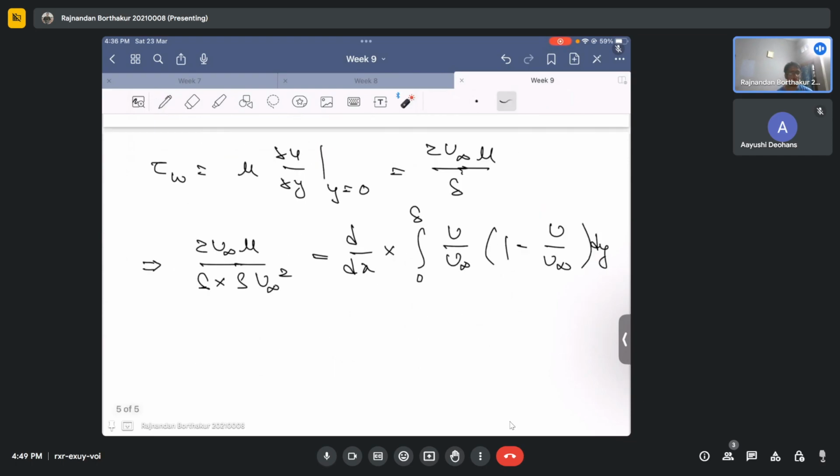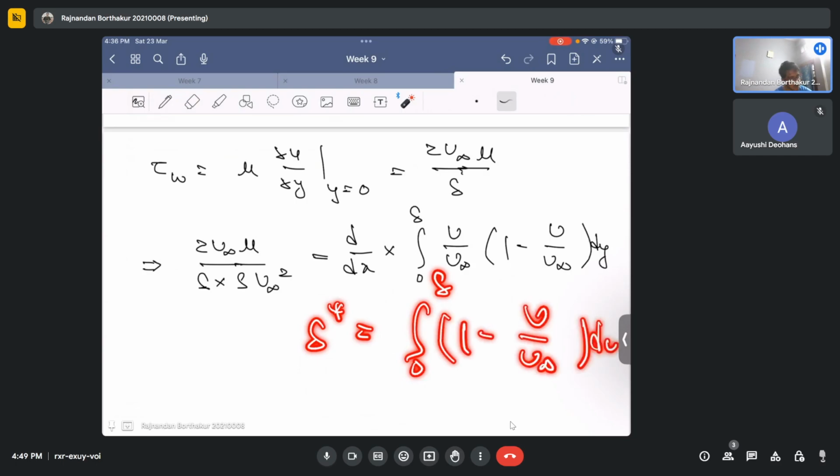There is also something known as the displacement thickness. We write it as delta star, and there is also delta star by theta. Can you tell me what this term is called? Shape factor. Yeah, exactly. That was one of your questions in the assignment. Nevertheless, the displacement thickness delta star is the integration from 0 to delta of 1 minus u by u infinity, dy.